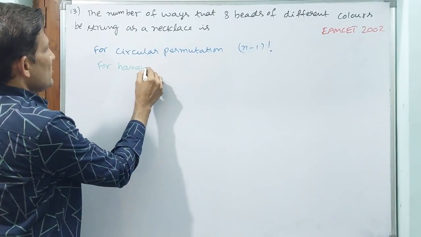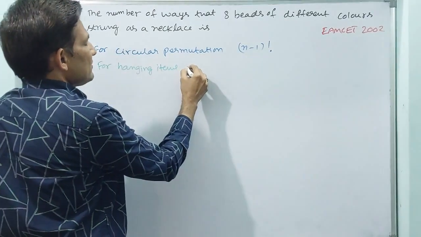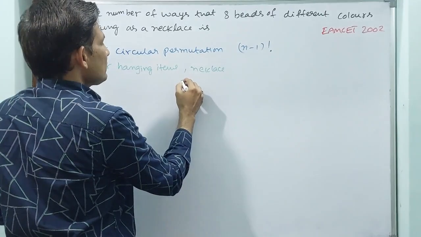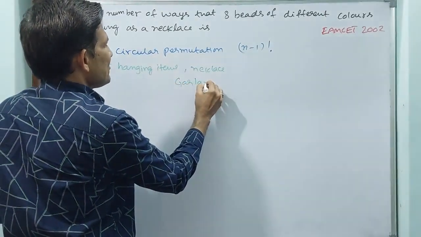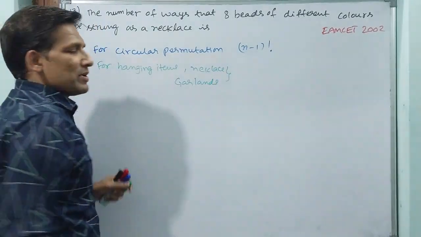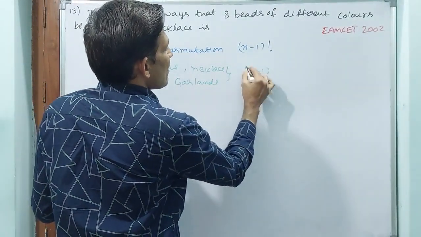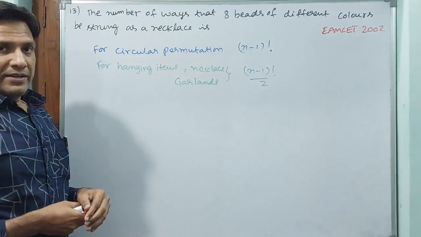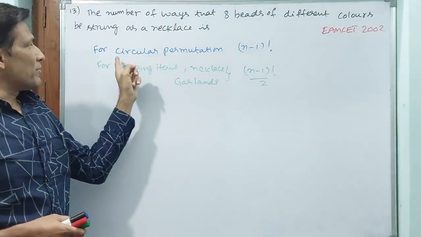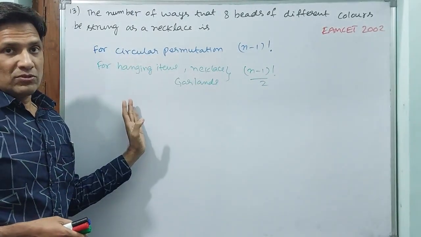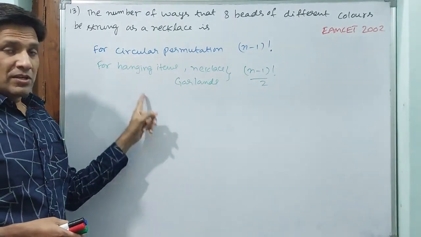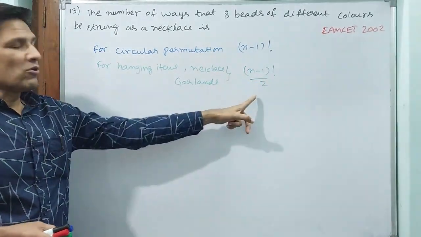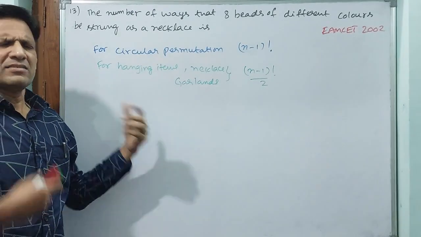For hanging items, like a necklace, garlands, whatever it may be, we have to take n minus 1 factorial divided by 2. Both are different. This one is for normal circular permutation. This is for hanging items, circular only. If it is not circular, then n minus 1 will not come. For garlands or necklaces, n minus 1 should come and divided by 2 also should come.